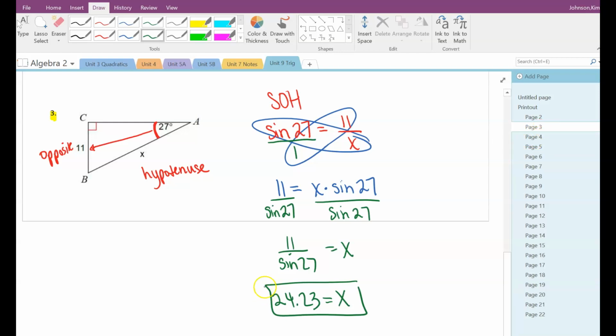And also, as I'm looking at this answer, I'm asking myself, does that make sense? If I think in relation to the other side, 24.23 is bigger than the other side, and the hypotenuse should be the biggest side of the triangle. So that does make sense to me.